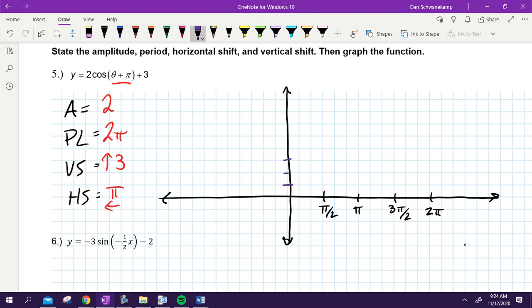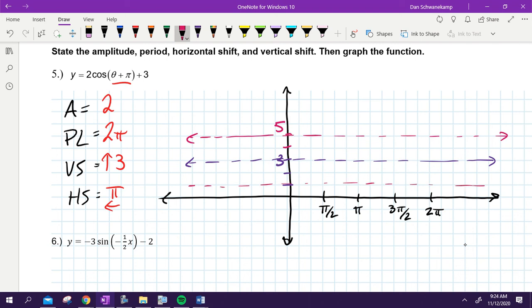At 3. That's the middle line. Sam, what? So then I'm doing amplitude. I drew my midline. I'm going to label it 3. Where's your top line going to be? At 5, because her amplitude is 2, so she's going all the way up to 5. Where's your bottom line going to be? At 1. Good. So my graph is going to live in between these 2 sets of lines.